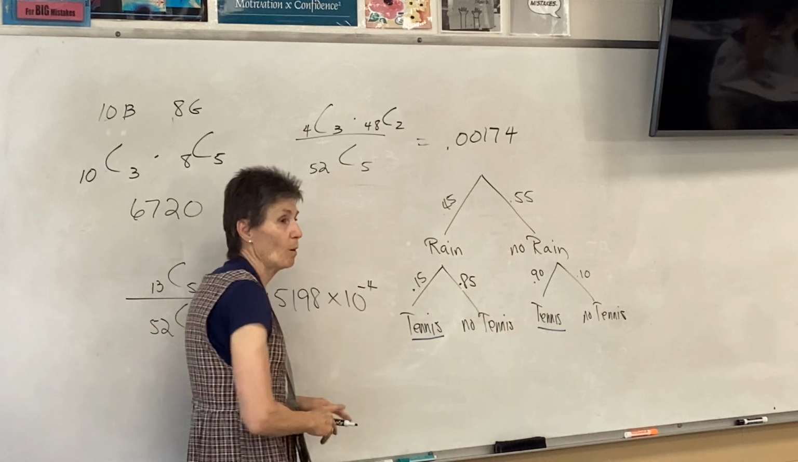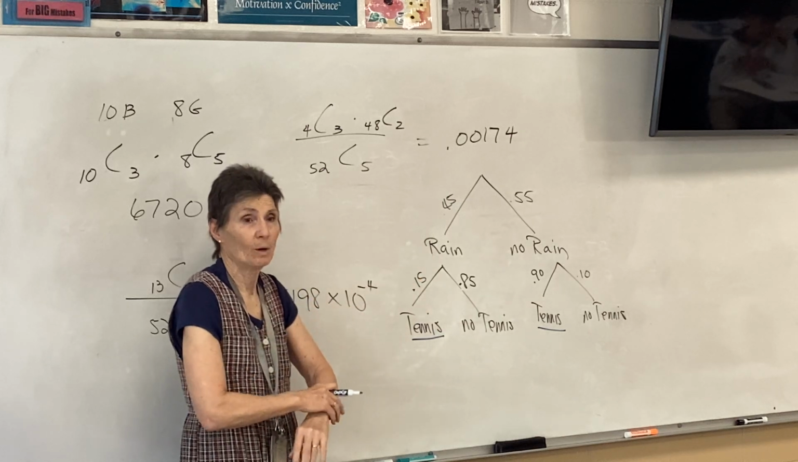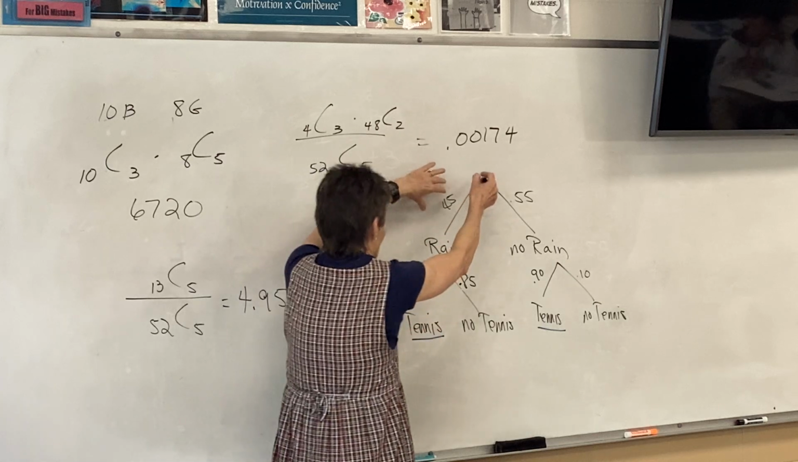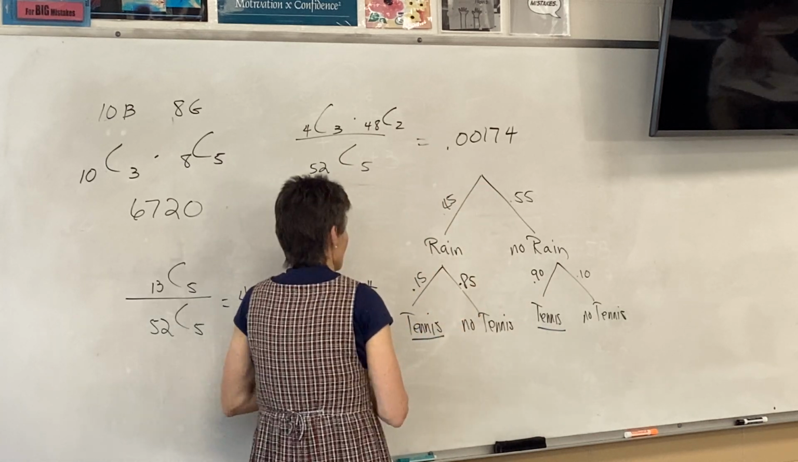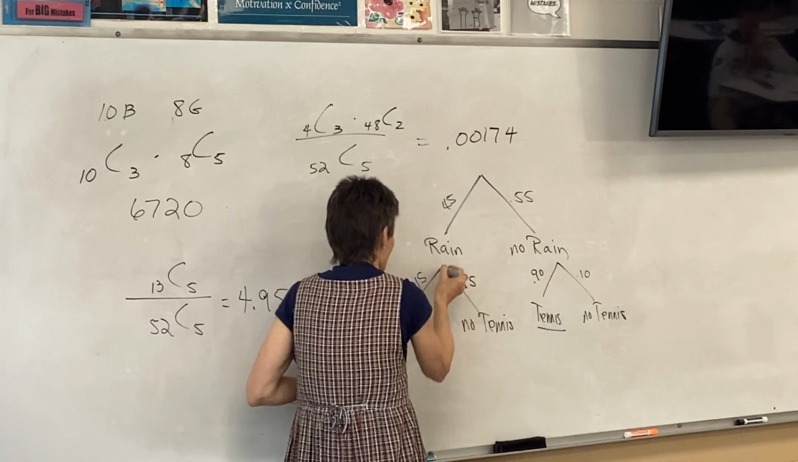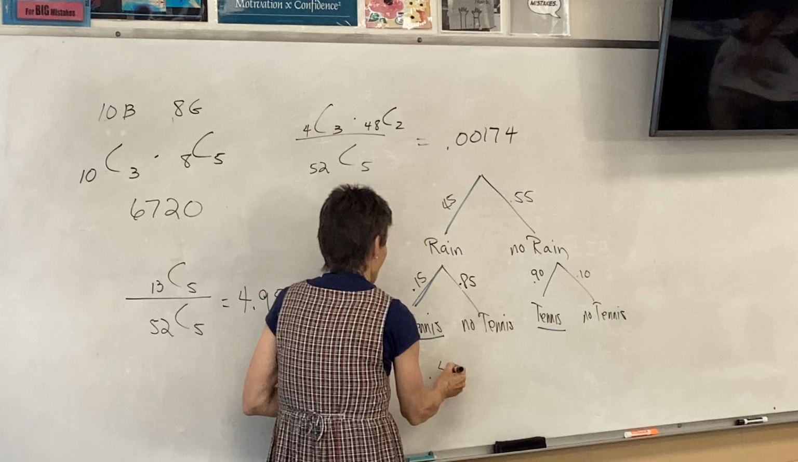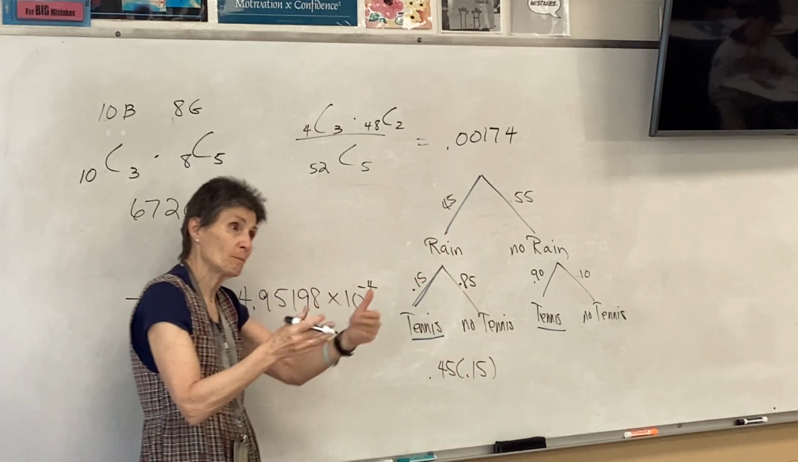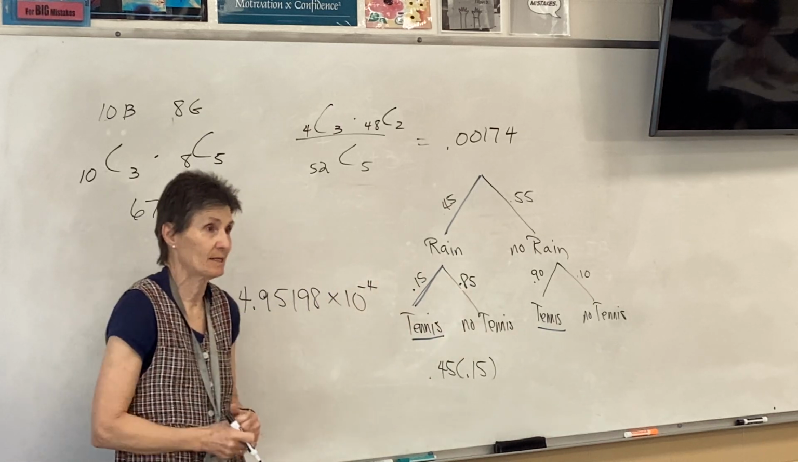So who remembers what we do now? We have everything all set up, now we have to actually do the math. What do we do? We multiply this branch right here. This is a tennis branch right here. This is rain and tennis. So we're going to multiply 0.45 and 0.15. And we are multiplying those because it's raining and I'm playing tennis.